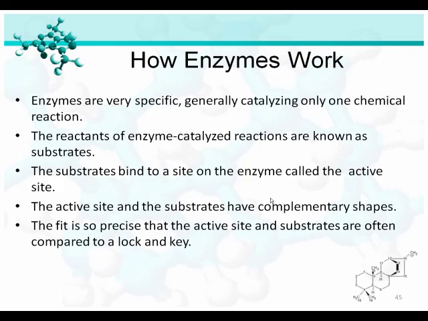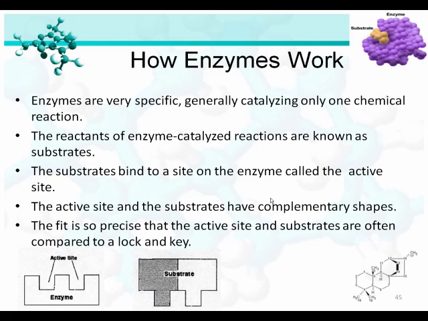Let's look at how enzymes work. Enzymes are very specific, generally catalyzing only one chemical reaction. The reactants of enzyme catalyzed reactions are known as substrates. The substrates bind to a site on the enzyme called the active site. The active site and the substrates have complementary shapes. The fit is so precise that the active site and the substrates are often compared to a lock and key. As you can see in the diagram, you see where the active site is located, and you see that the substrate is shaped like the active site.